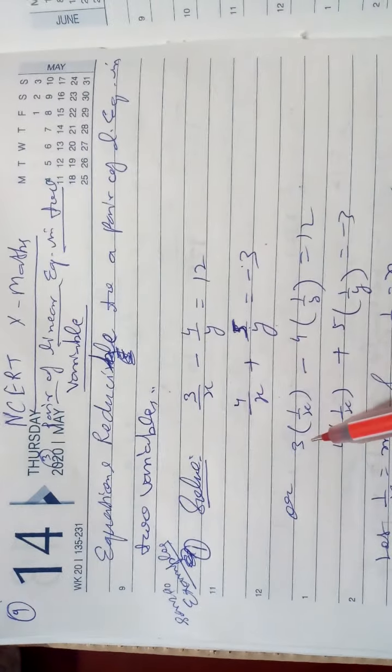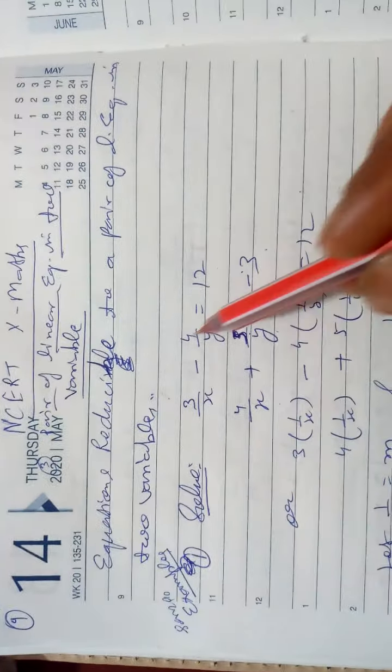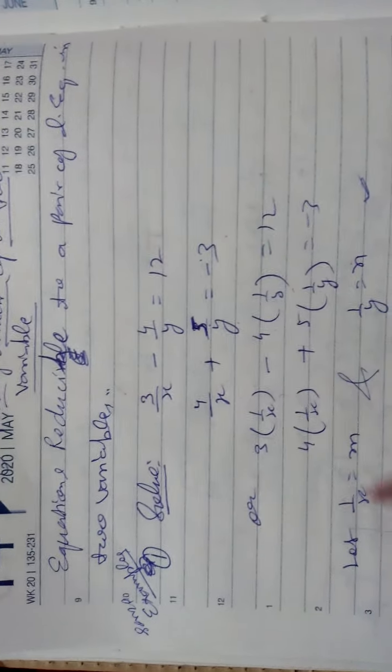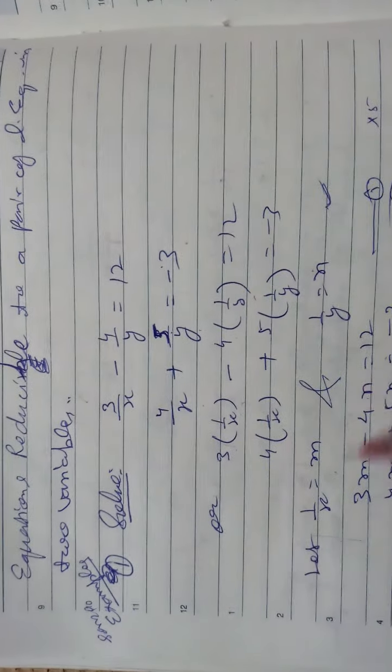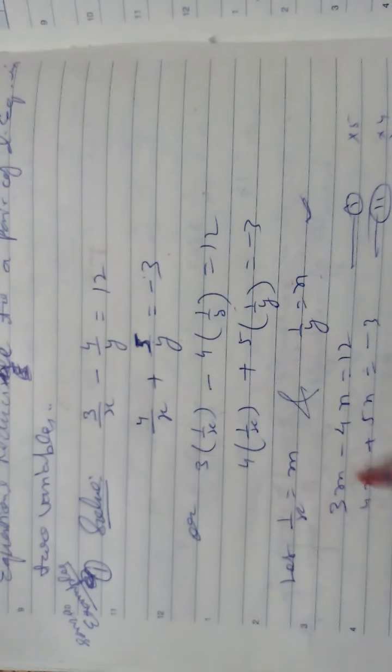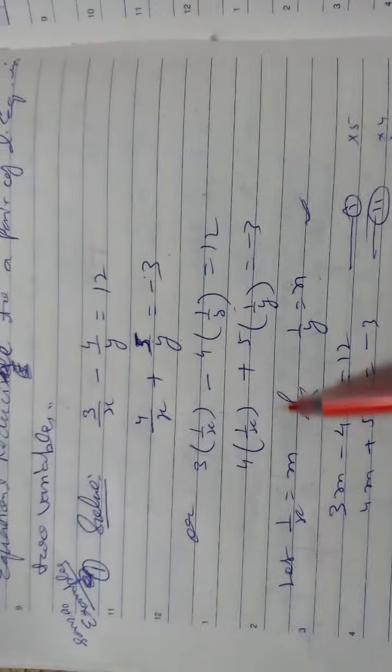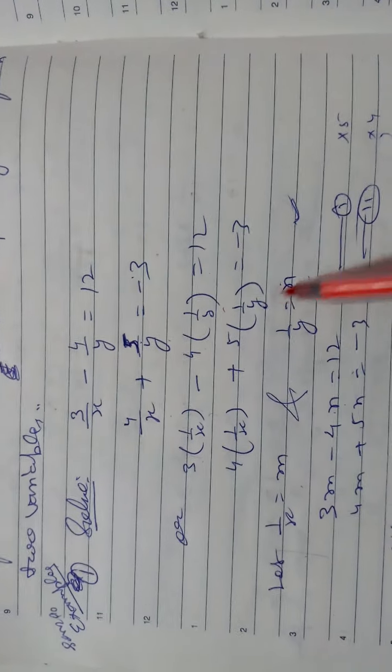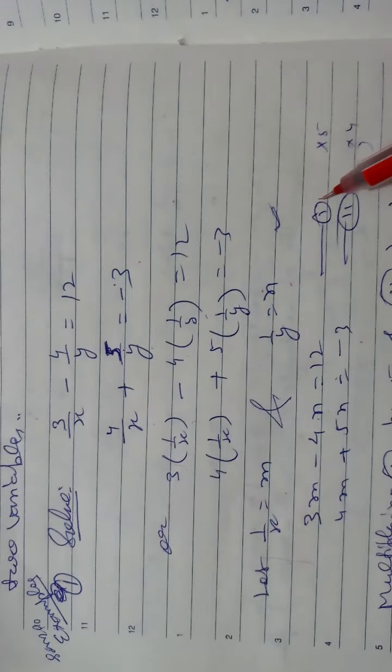3/x you can write as 3 into 1/x. 4/y you can write as 4 into 1/y. Like this you will write all, and then let us assume 1/x is m and 1/y is n. Then the first equation, 3 into 1/x means 3m, 4 into 1/y means 4n, is equal to 12. Like second, 4m plus 5n is equal to −3. Two equations you are getting.